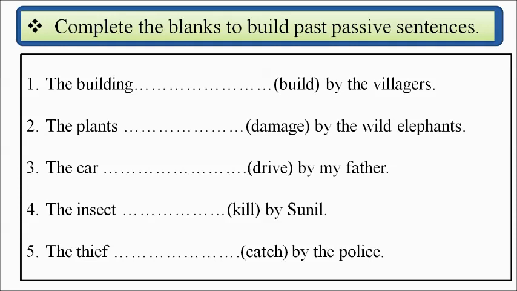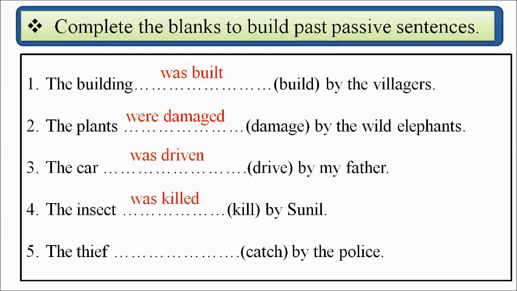Let's see the answers. The building was built by the villagers. The plants were damaged by the wild elephants. The car was driven by my father. The insect was killed by Sunil. The thief was caught by the police.